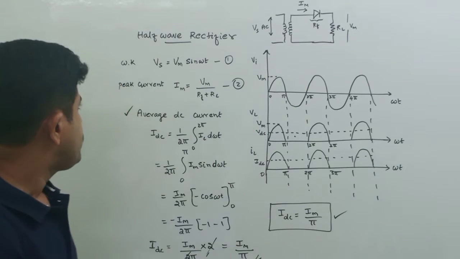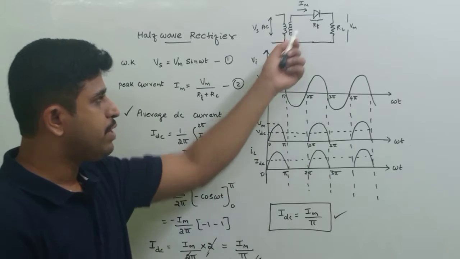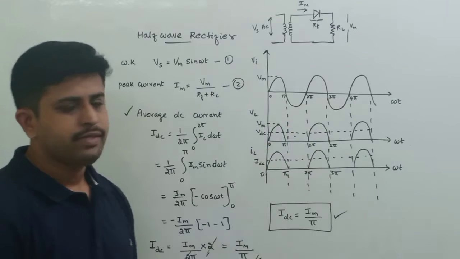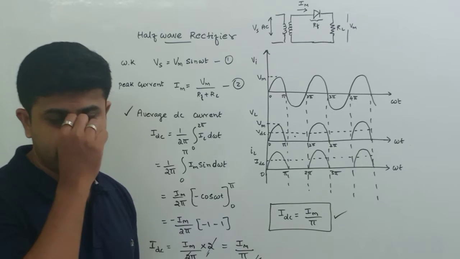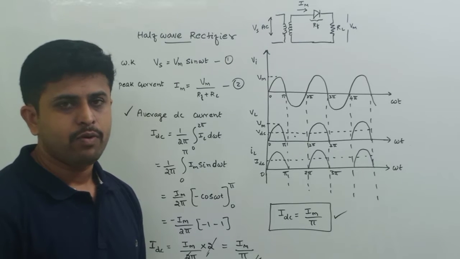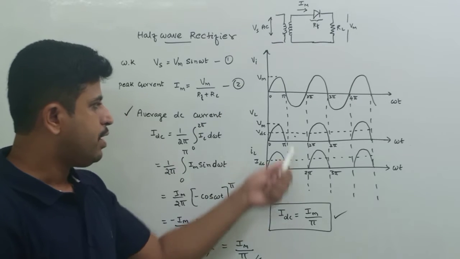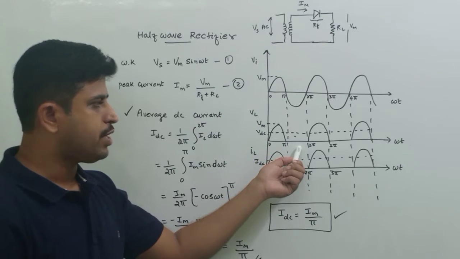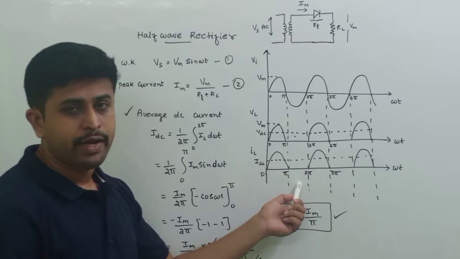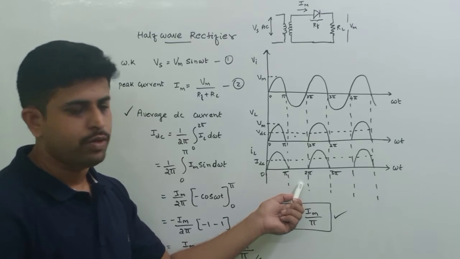Okay. So here, what is the input we are giving to the circuit? We are giving AC, which is an alternating current, alternating voltage. We have connected as an input for this half-wave rectifier, and you can see the output voltage across the load and output current through the load, right?